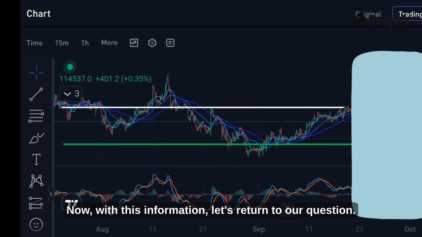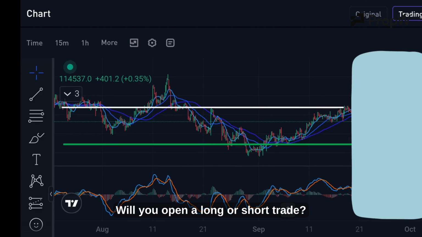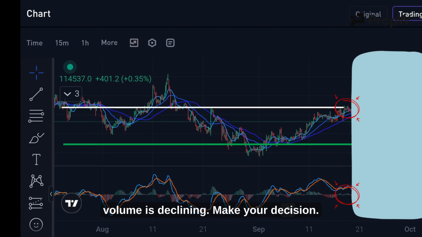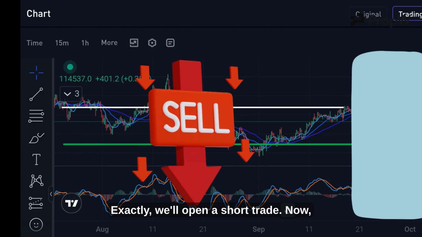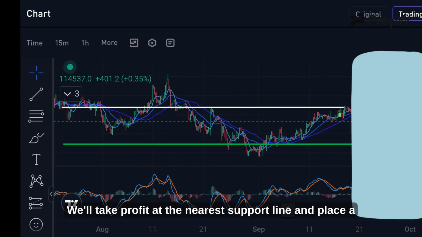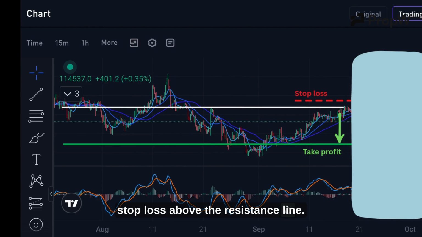Now, with this information, let's return to our question. Will you open a long or short trade? Remember that the price has reached resistance and the buying volume is declining. Make your decision. Exactly, we'll open a short trade. Now, let's apply the theoretical information we learned a little while ago. We'll take profit at the nearest support line and place a stop loss above the resistance line.